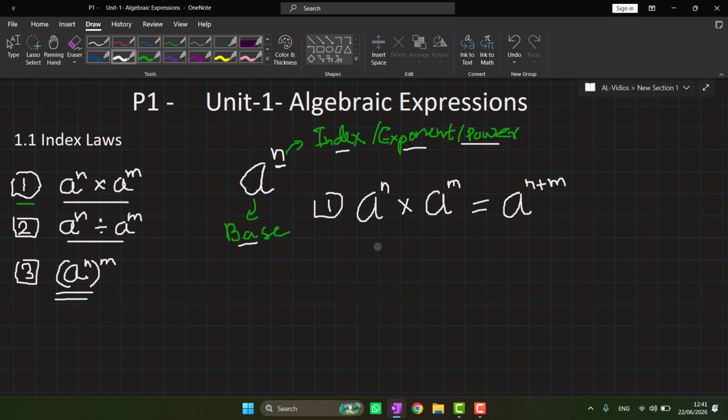If you look at a numerical example, let's say a raised to the power 2 multiplied by a raised to the power 3, then we can write this as a raised to the power 2 plus 3, and you can put a little bracket around this. So a raised to the power 2 plus 3 is 5. So a raised to the power 5, or a to the 5.